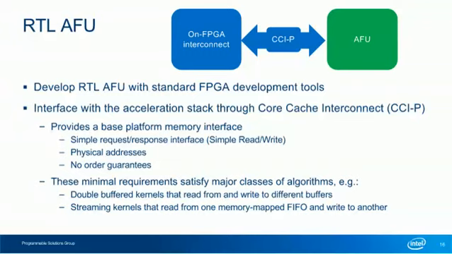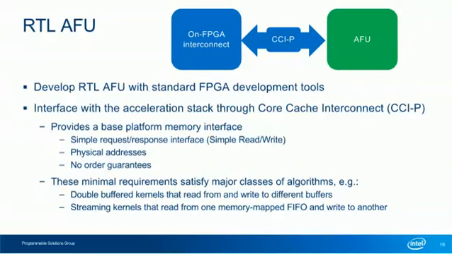The user will have to ensure the RTL IP supports the Core Cache Interconnect standard, CCIP, which interfaces the AFU with the acceleration stack through the on-chip interconnect, which is part of the FPGA interface manager. The CCIP interface is a memory mapped interface that supports simple read and write requests and responses. The interface uses physical addresses and uses a tag to match responses to requests, so no order is guaranteed.